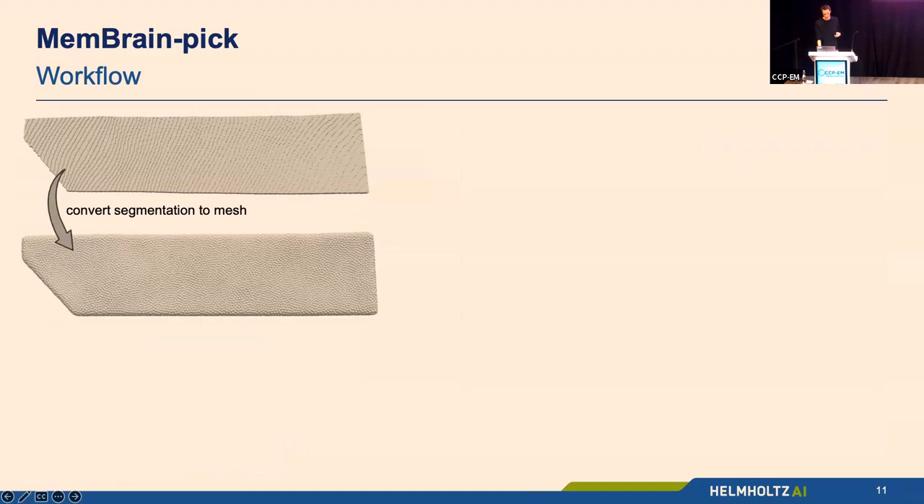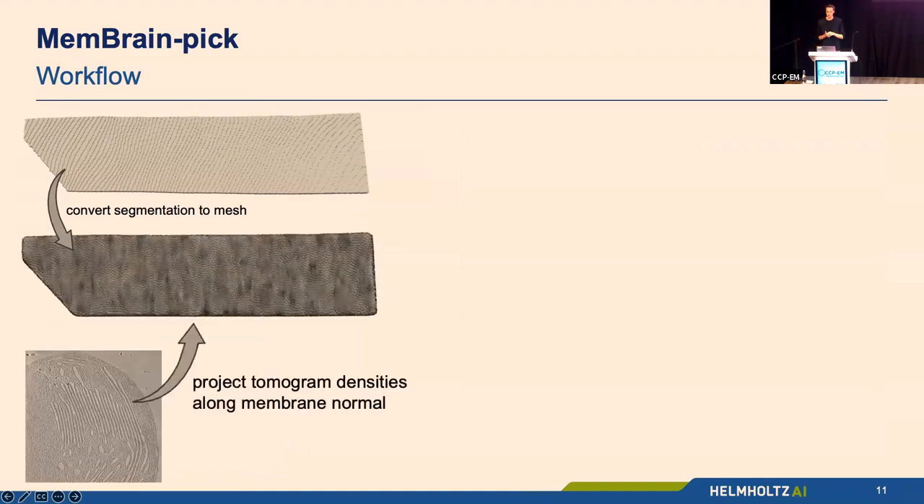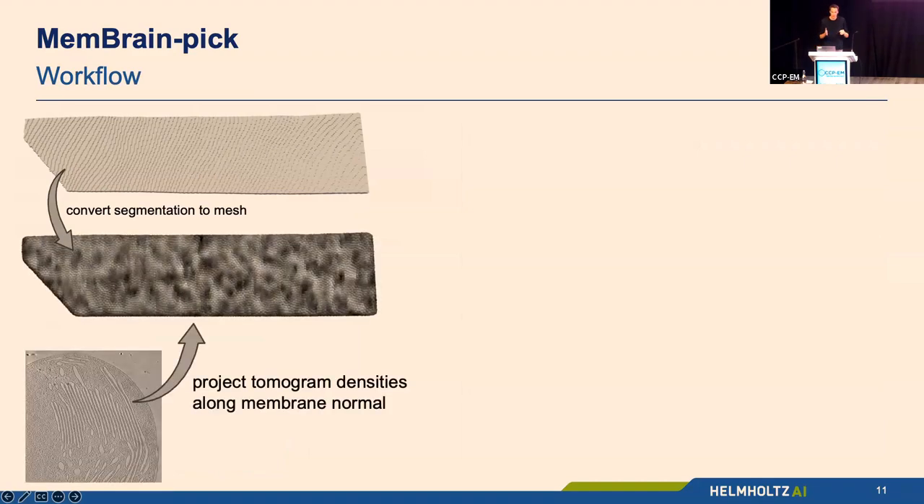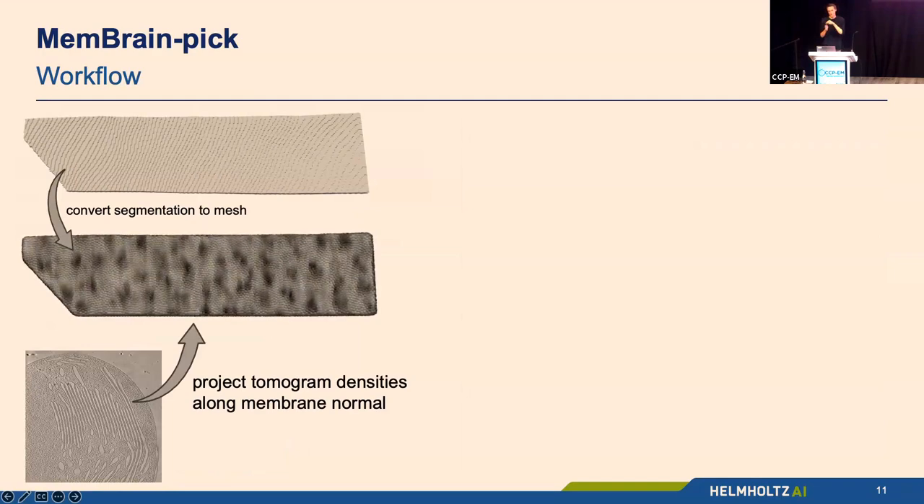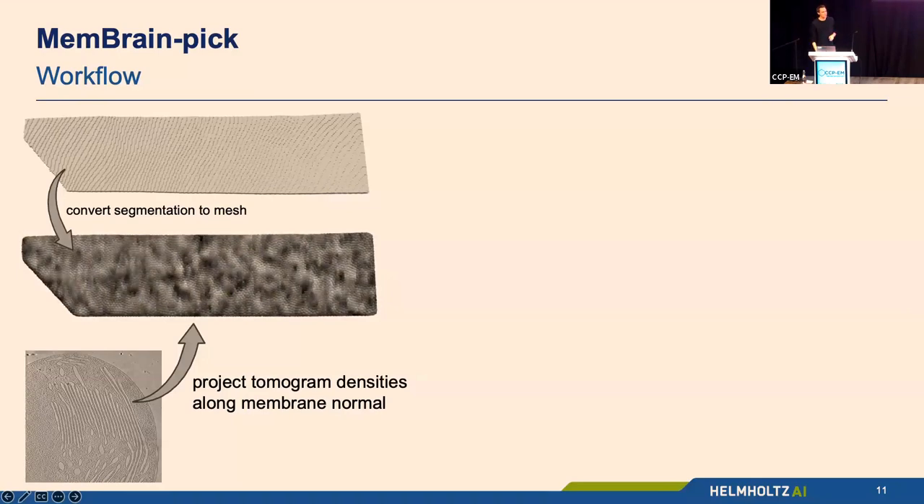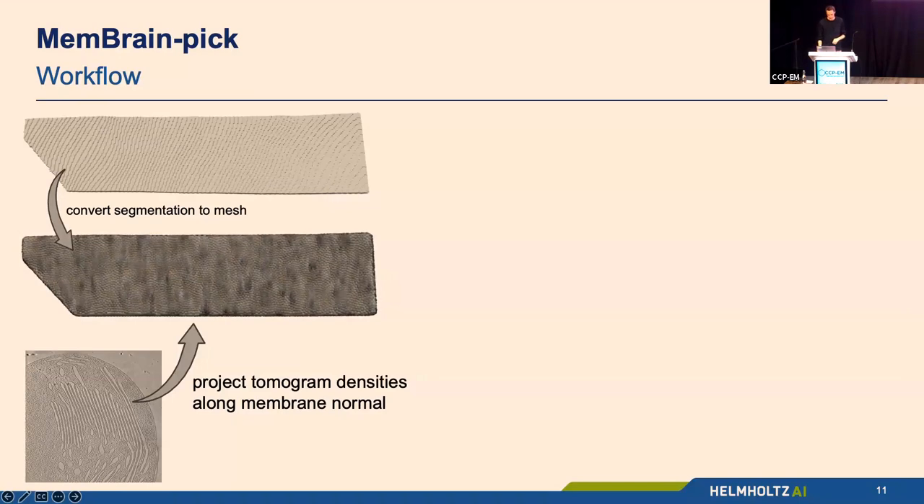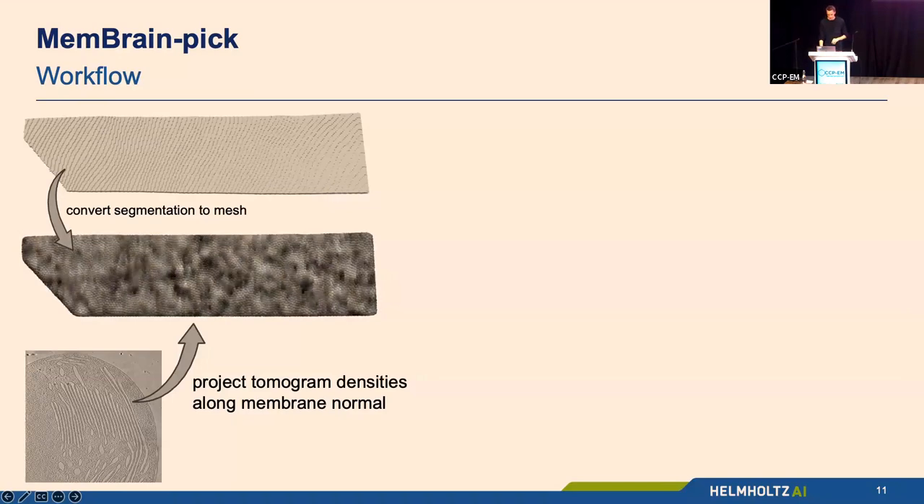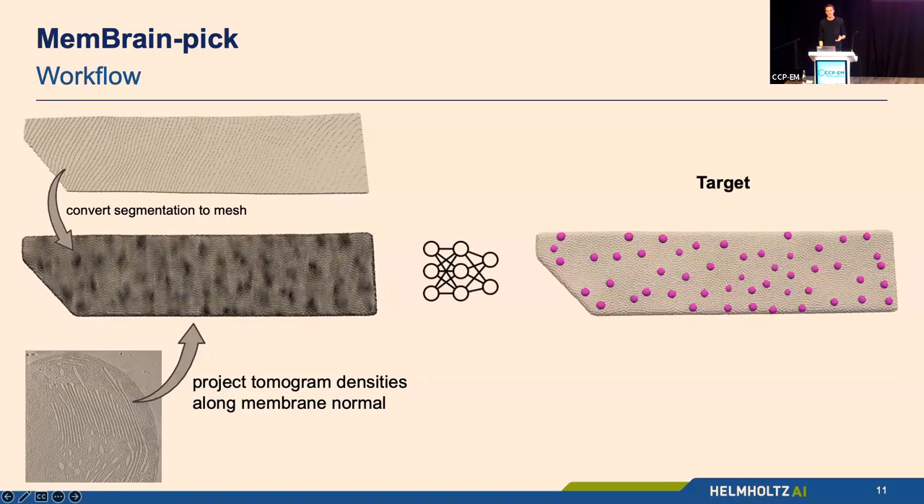But before that, we also assign some features to each of the vertices. We do that by projecting the tomogram densities along the normal vector of the membrane onto the membrane. So here you can see the densities when going in and out of the membrane. This is very similar to Membrainorama, if you're familiar with that. And so we feed this into a neural network. What we want to get out is these ground truth positions that I visualized here in magenta.